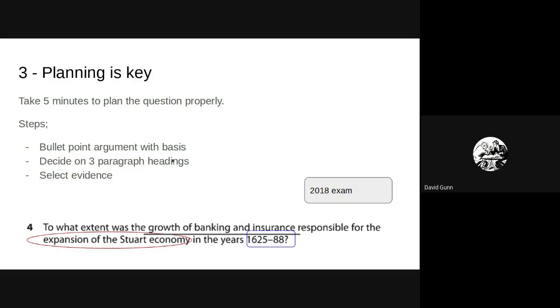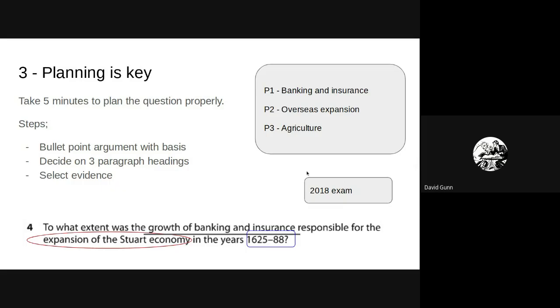So for this one, you might think, actually, it wasn't banking and insurance. That wasn't the main factor. It was overseas expansion, for example. So you might go for a plan like this: banking and insurance, overseas, and then you're going to talk about agriculture. So just make sure you plan it out before you write, and then it's much clearer and more consistent, and you're more likely to stick with an argument and stick with the structure. And it also saves you time in the exam.